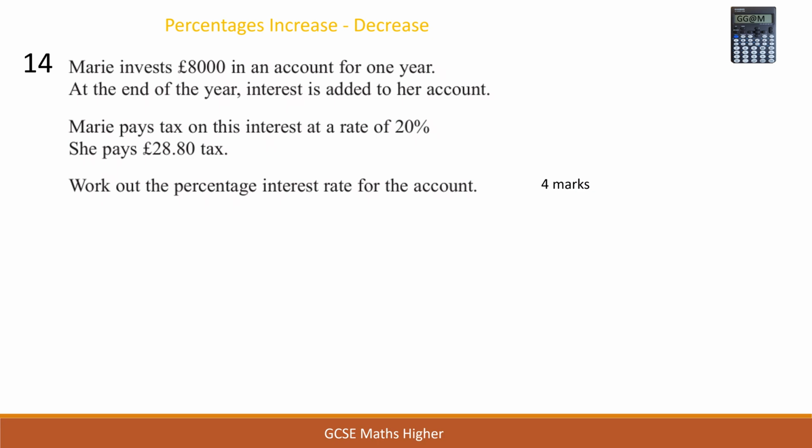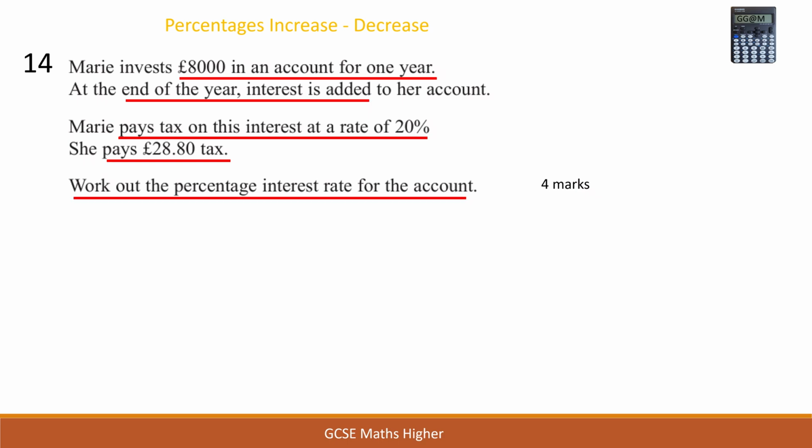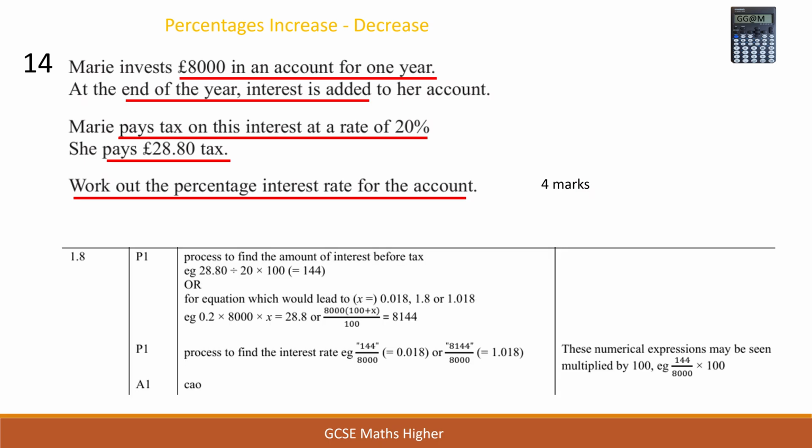So hopefully you've managed to have a go at answering the question. So our key bits of information are we've got 8,000 in 1 year. At the end of 1 year, the interest is added. We pay tax on this interest at a rate of 20%, and she pays £28.80 in tax. You've got to work out the percentage interest rate for the account. So hopefully you've managed to find an answer, and the answer should have been 1.8.